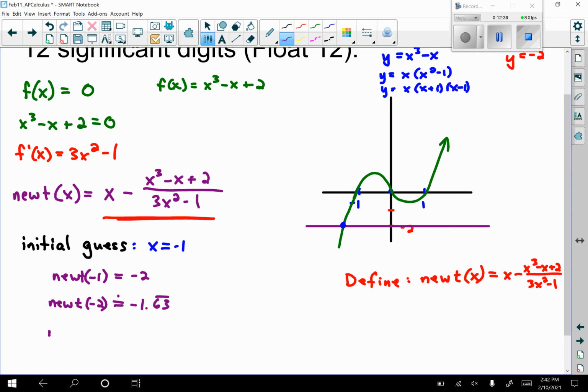And we're going to repeat that process. But I don't want to have to write these, especially if we're carrying them out to 12 decimal places. I'm just going to go newt of answer. And again, that just means the previous answer here. So remember, if your calculator is not showing 12 significant digits, you want to change your float settings there. All right, so we should be getting a -1.53039.205.213.